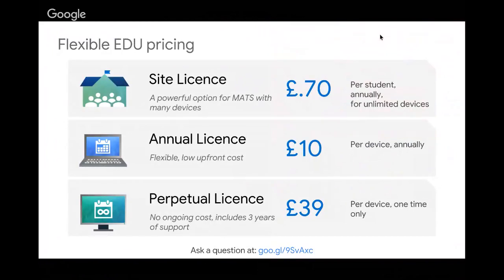Pricing. So there's 3 levels of pricing. We've got a site license, which is for larger sites. It's a really good option for multi-academy trusts. We say it's around 1,800 students for the site as a minimum, but 70 pence per student, and then that's for unlimited devices. So if you've got the scale, that can be an extremely economical model for your school or multi-academy trust.